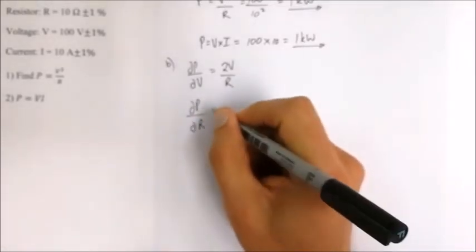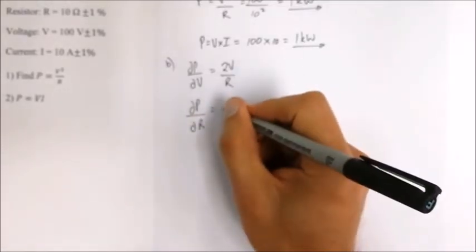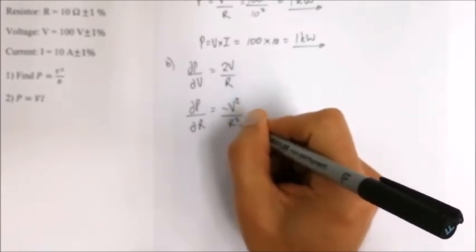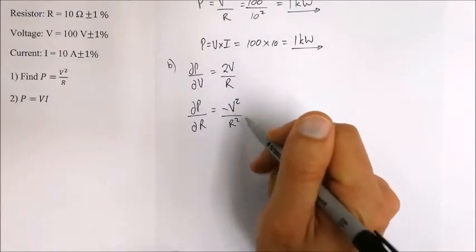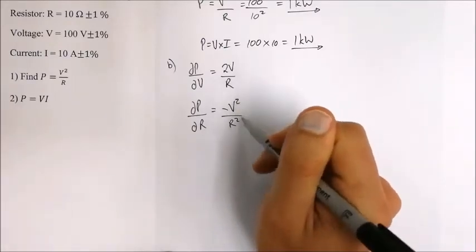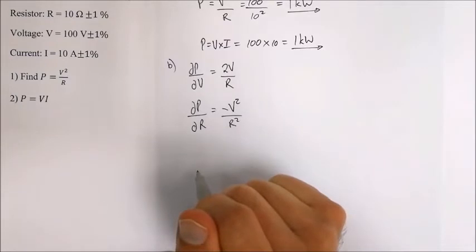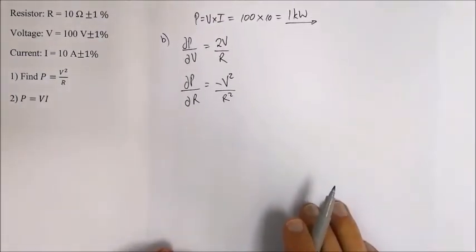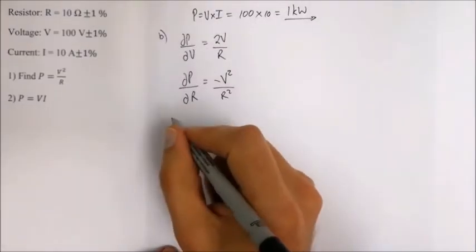Okay, and that is equal to minus V squared over R squared. It will be one of those rules you're going to have to use that's used for derivatives to get to that equation. Okay, so having a look at this, now we can determine the uncertainty.